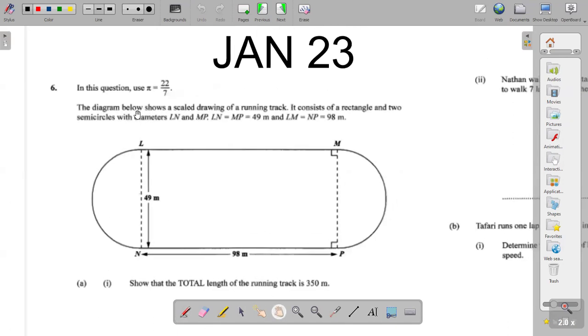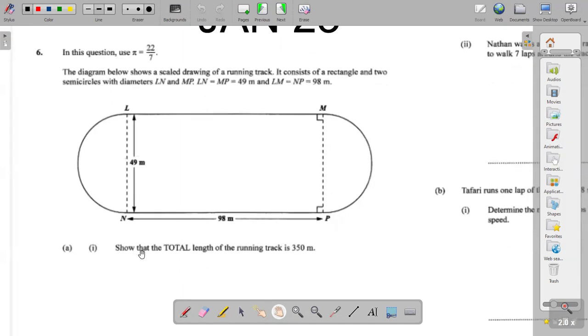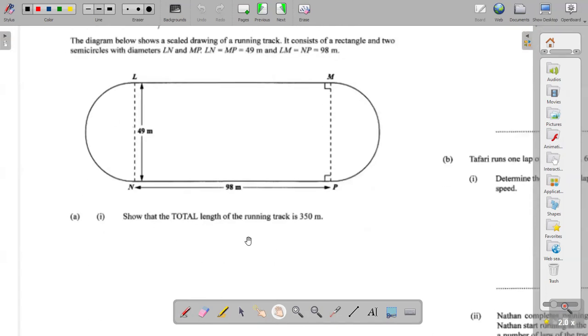All right, it says use 22/7 as pi. You realize they're always telling us to use 22/7 as pi, but that's okay. The diagram below shows a scale drawing of a running track. It consists of a rectangle and 2 semicircles with diameters LN, MP, and so on, equal to 49 meters. Show that the total length of the running track is 350 meters. When they say show, that doesn't mean this is the answer. So all we have to do is add up everything and make sure the answer adds up to 350. Everybody with me?